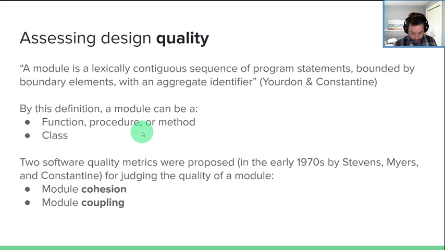But with this notion of quality, we can look at how tightly coupled our classes are and how cohesive they are. These two metrics were proposed in the 70s and they still hold today.